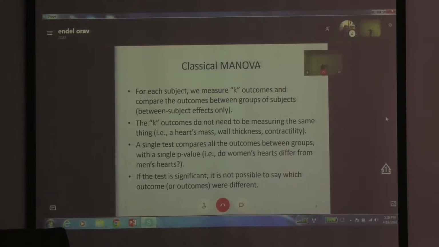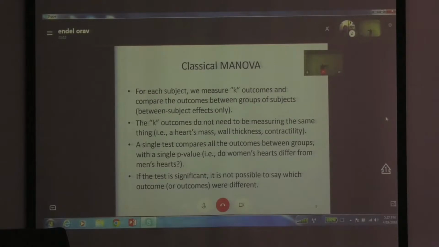So if we go to the next bullet, let's say we measure 3 outcomes for each patient from echocardiography: heart mass, wall thickness, and contractility. And we want to know if men's hearts are different than women's hearts based on those 3 numbers. So this is not heart mass when they're an adolescent, when they're middle age, and when they're old. It's not the same number 3 times over time. It's 3 numbers, heart mass, wall thickness, and contractility, different units, different measurements, all measured at the same time, and all related to each other. So the thicker the walls, the heavier the mass, it'll affect the contractility.